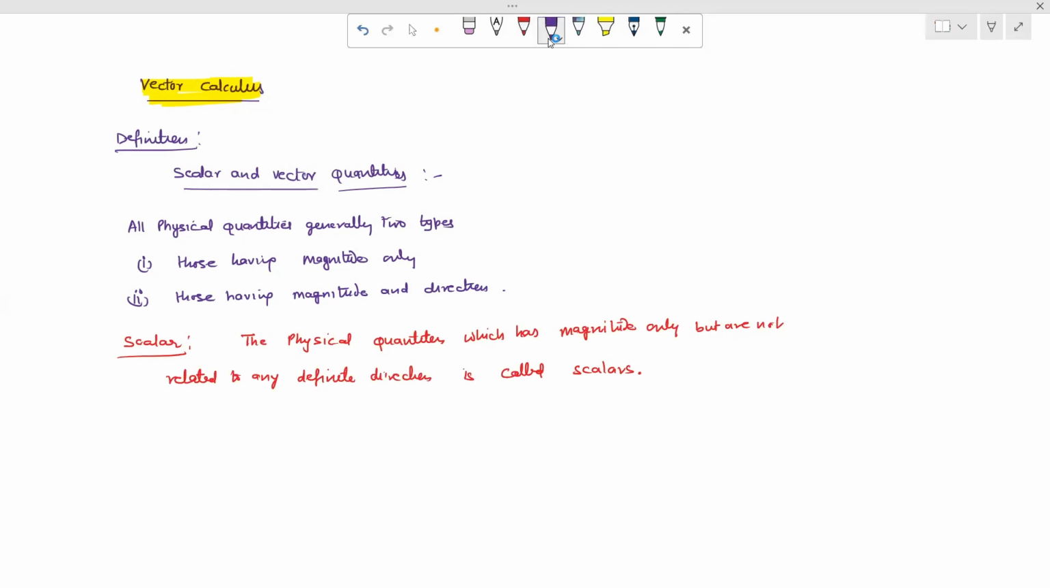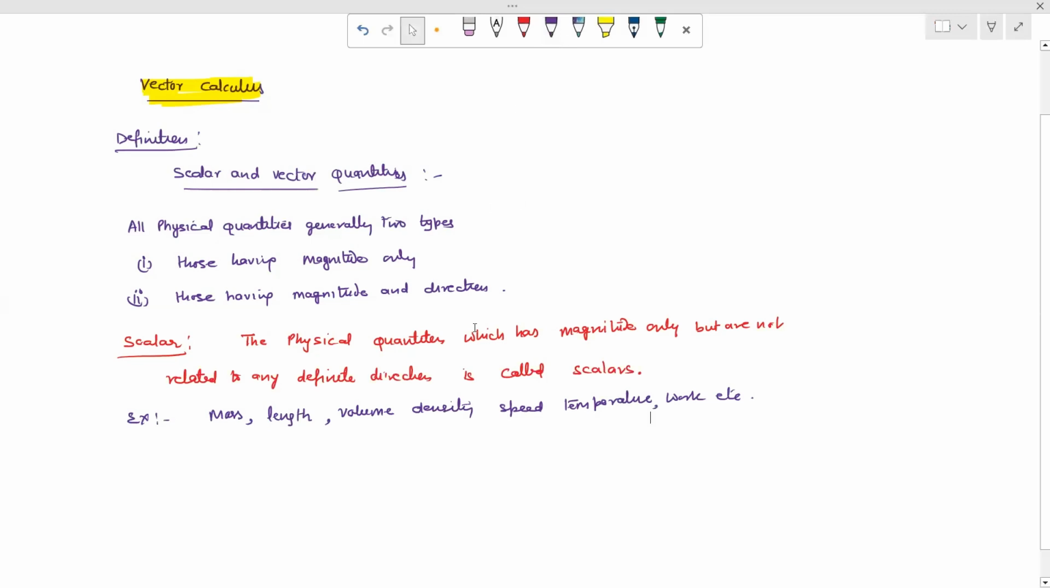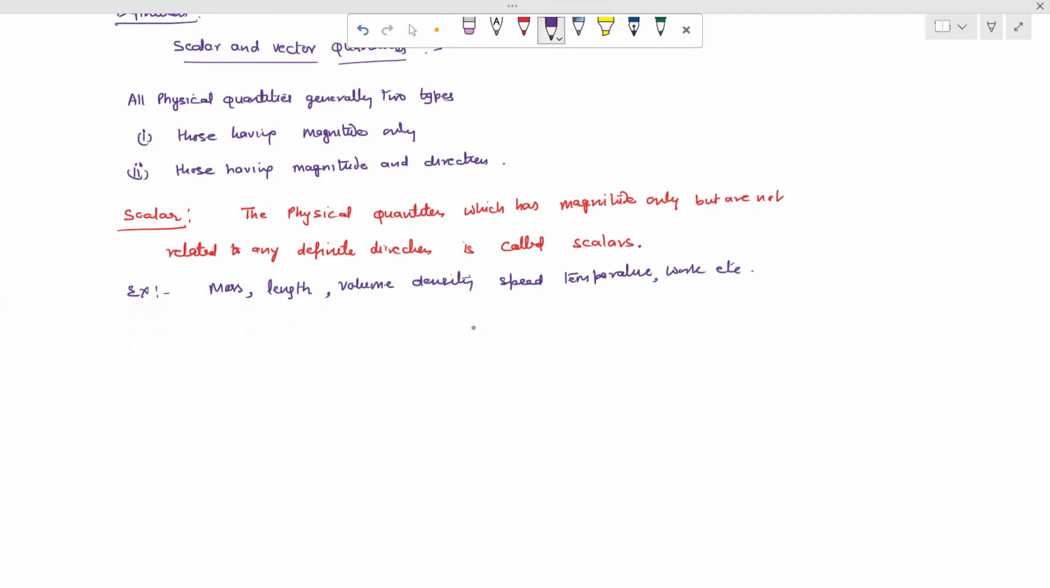So what are the examples of scalars? The examples of scalars are mass, length, volume, density, speed, temperature, work, etc. So these are examples of scalar quantity, which have only magnitude but don't have any direction. Now we move to the next definition, that is the vectors.